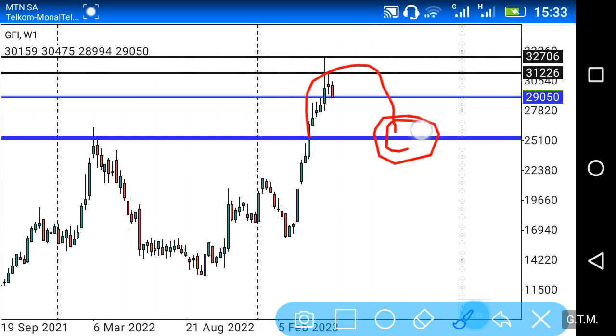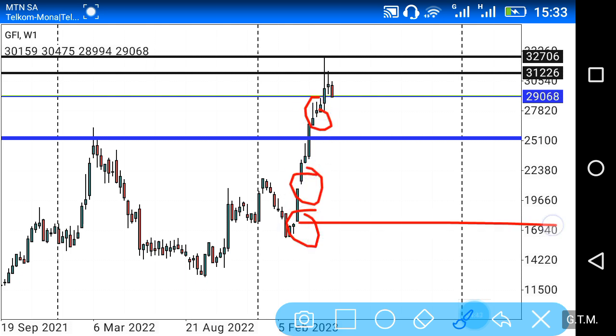To add to that, we also have gaps at this point over here, as well as at this level and this level. So these areas are also liquidity areas, and there's a lot of money stuck where those gaps are. And as I said, the market will always go to where the liquidity is, or where the money is.